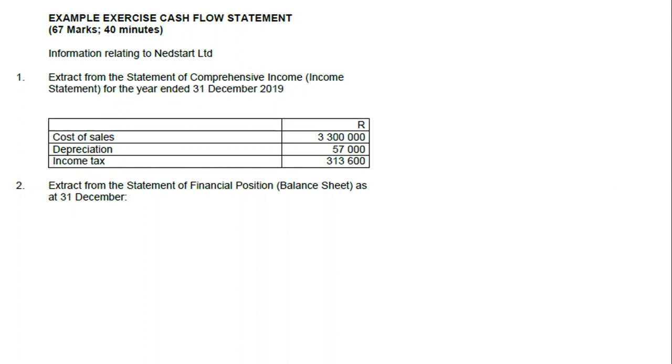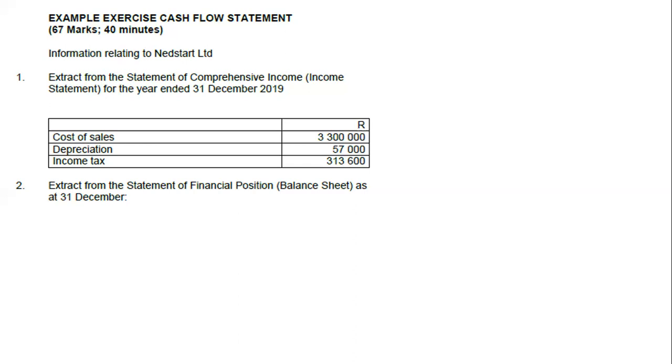You will simply use that in two notes. You will simply use that in note number one, which is reconciliation between profit before tax and changes in working capital, as well as when you calculate whether you have an inflow or outflow from investing activities.